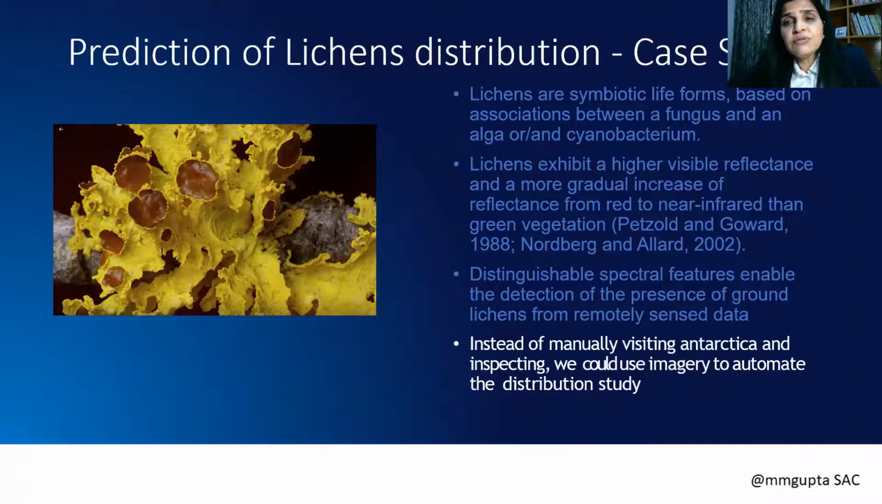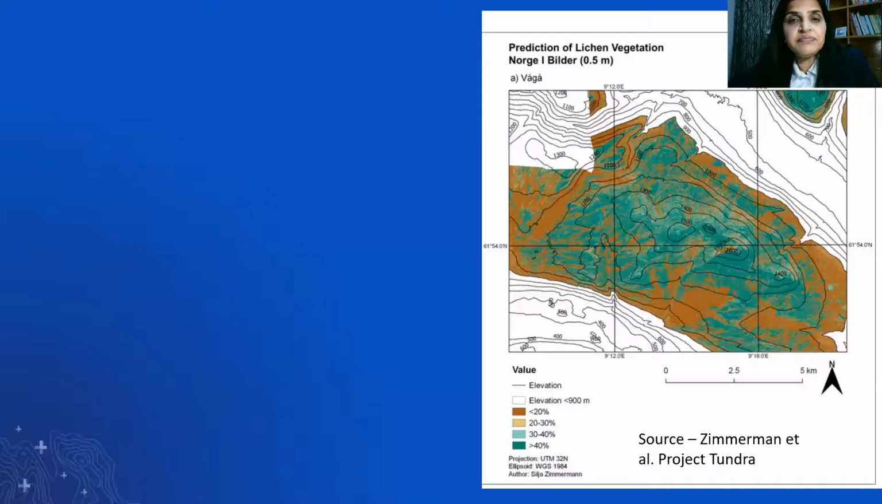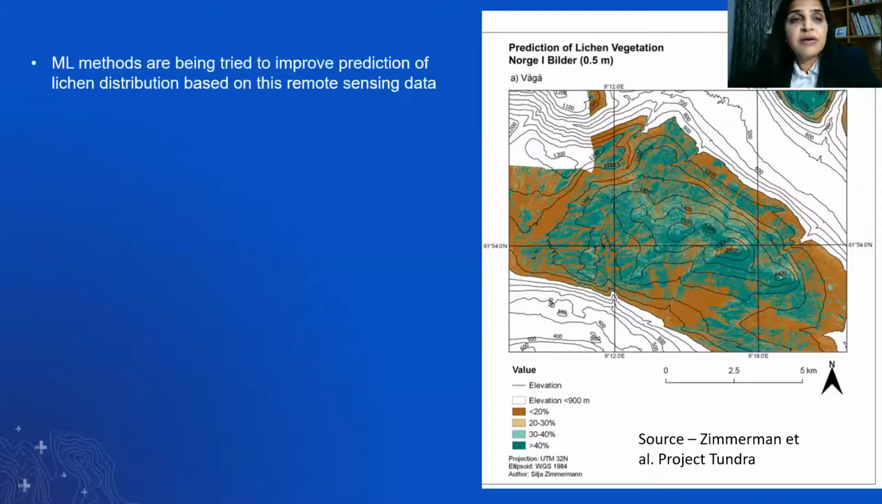And once we have this sort of possibility, instead of manually visiting Antarctica and inspecting, we could use imagery to automate the distribution studies. Here is one picture which I have taken from this paper. It shows you the distribution of lichens in Antarctica, in tundra region. It's Project Tundra.